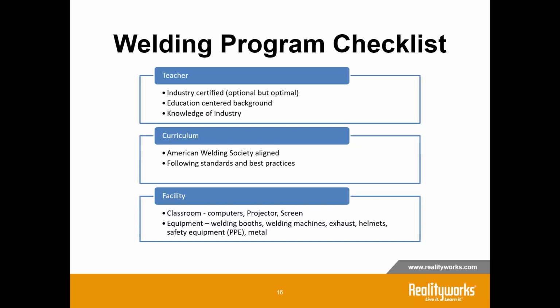And then finally, think about your facilities, the classroom that you have your students in, the computers, projection, screen. How are you using that? And then also the equipment. How many welding booths do you have? How many welding machines? Are students able to move from the classroom to the workshop? Do you have safety standards and implementation in your classroom so everyone's being safe, everyone's doing what they need to be?